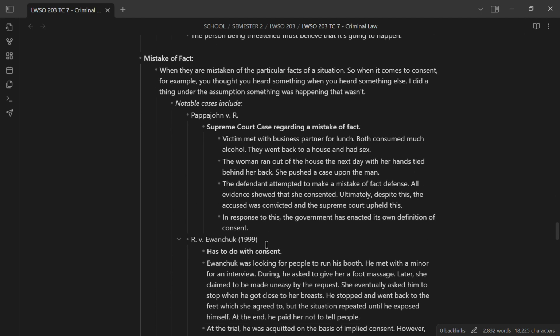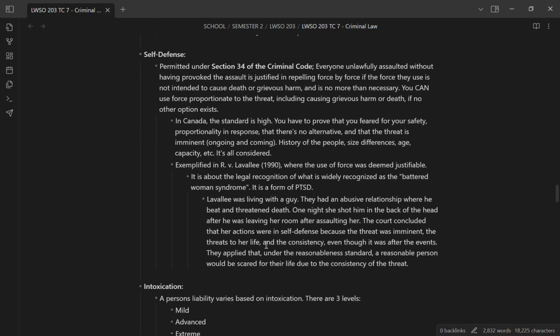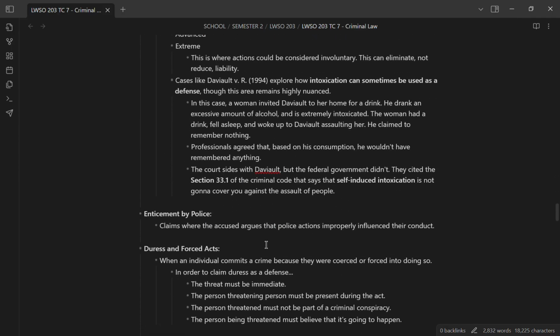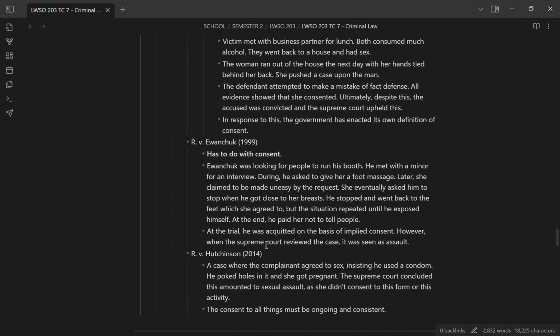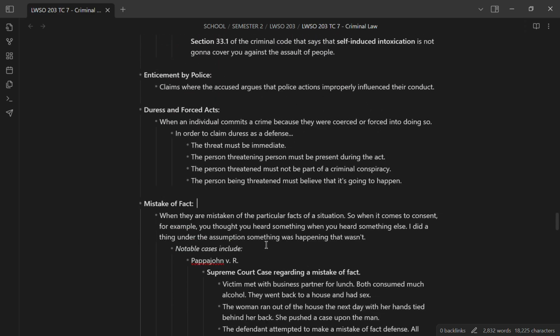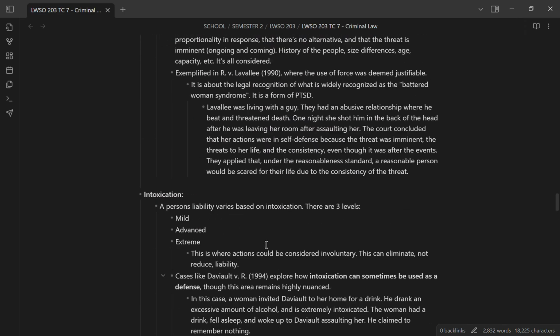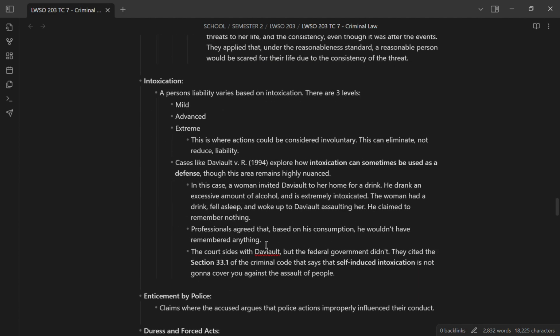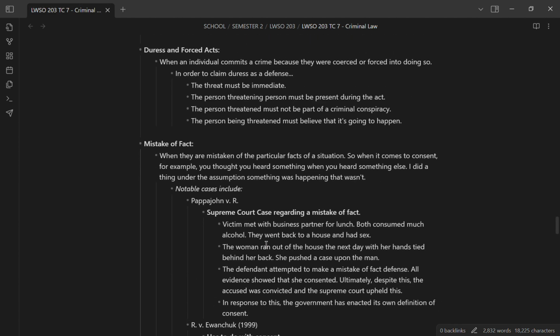Finally, we have gone through capacity, self-defense, intoxication, enticement by police, duress, and mistake of fact. Not mistake of fact, that's the last one. So again, we've gone through duress, enticement, intoxication, self-defense, and capacity. Let's go through mistake of fact. What is mistake of fact? It's the defense that you were mistaken of the particular fact of a situation, right? So when it comes to consent, for example, you thought you heard something when something else was said.